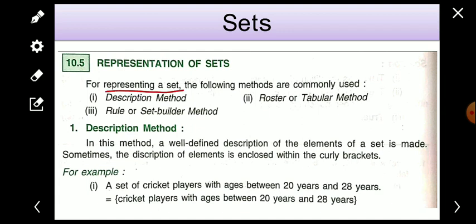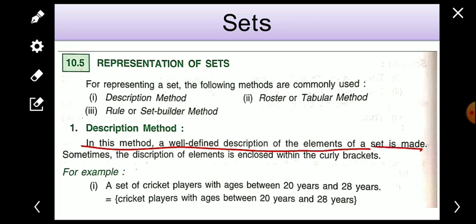For representing a set, the following methods are commonly used: description method, roster or tabular method, and rule or set builder method. Generally, these three methods are used to represent a set. So we'll talk about these methods one by one. The first one is the description method. In this method, a well-defined description of elements of a set is made.